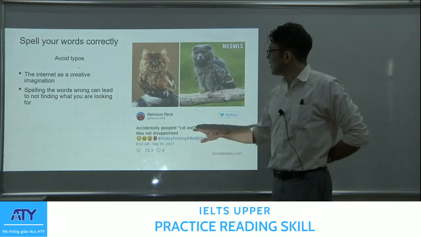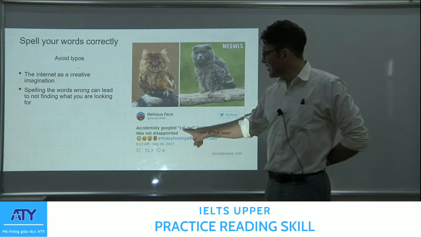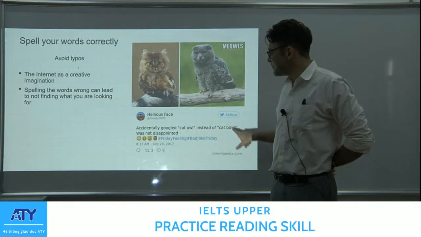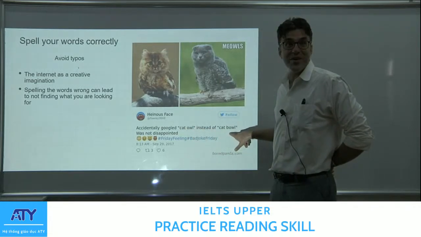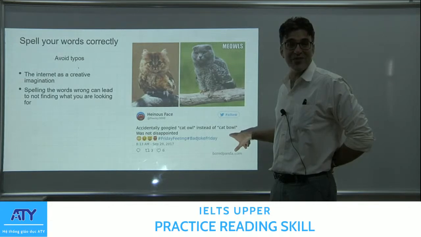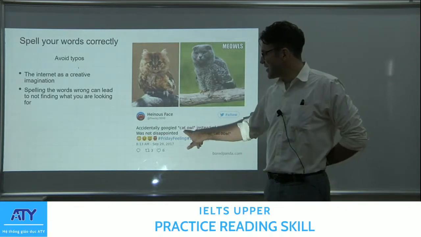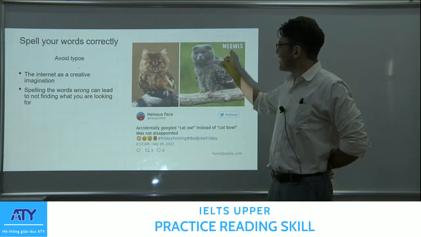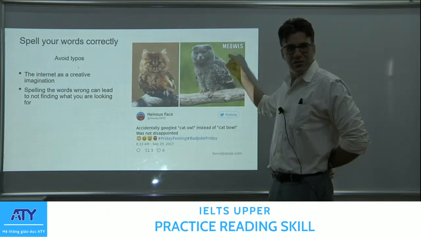A cat bowl. Okay, so they wanted a cat bowl, but they forgot the B. That's a typo. They left off the B, and they got cat owl. So why does it say meowls? What does that mean?